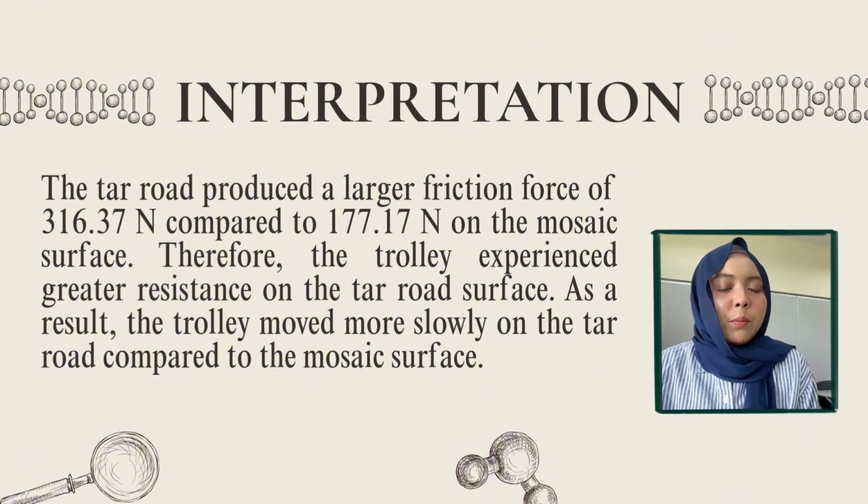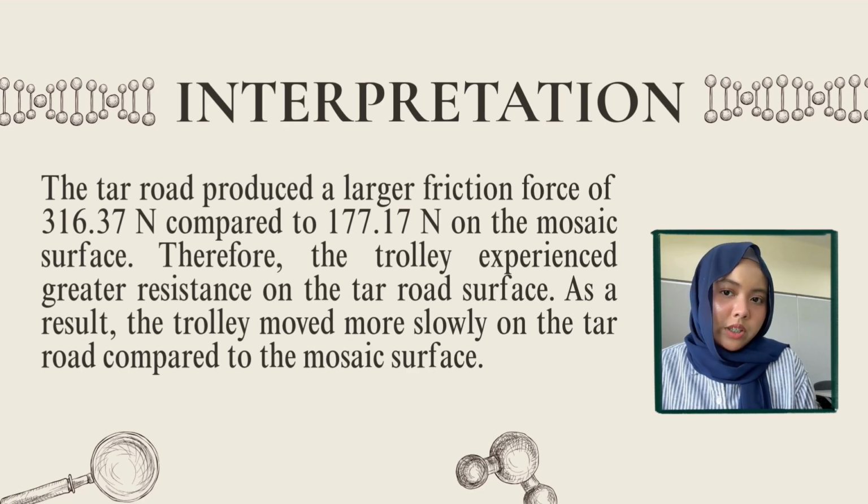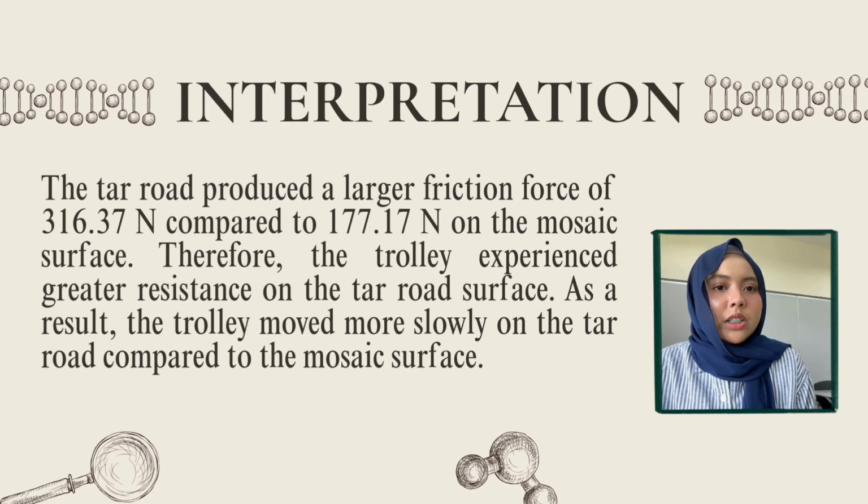The tar road produced a larger friction force of 316.37 newtons compared to 177.17 newtons on the mosaic surface. Therefore, the trolley experienced greater resistance on the tar road surface. As a result, the trolley moved more slowly on the tar road compared to the mosaic surface.